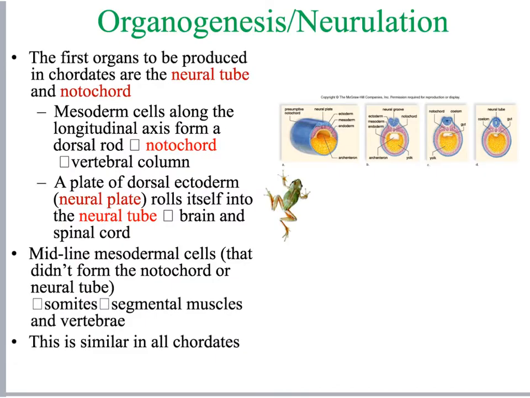So the first organs to be produced, and by this we're now talking about organogenesis, or the formation of new organs. We're also talking about neurulation because the first organs to really form are those of our nervous system. The first organs to be produced in chordates, that is, organisms that have a spinal cord, are the neural tube and the notochord.